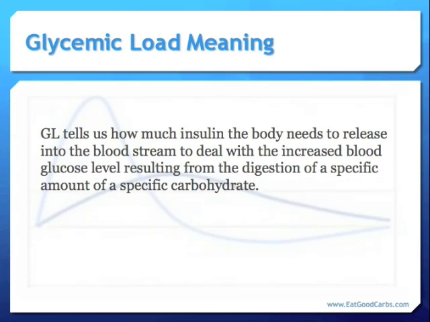So what is the actual meaning of a glycemic load? It's really telling us how much insulin the body needs to produce and release into the bloodstream to deal with the elevation in blood glucose resulting from the digestion of a specific amount of a specific carbohydrate.